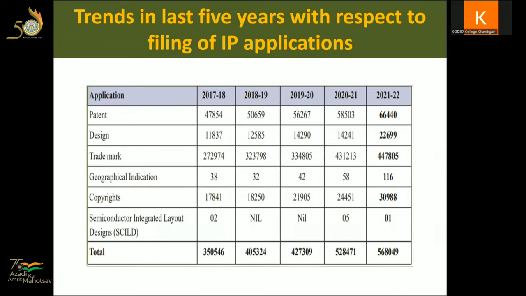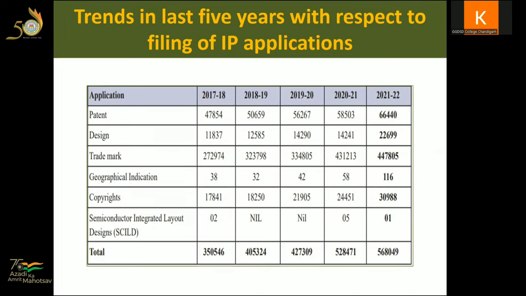In the last 5 years, look at the patent applications which we have filed. This is the growth of patents. In 2017-18, this was the number of patents filed in the Indian Patent Office. Now look at 2021, these were the patents filed. This increase is the result of the efforts of the government and the market. If the consumers were not demanding, if the government was not supporting, people would not have gone for filing patents. Because there is competition, everybody wants to survive in the marketplace.